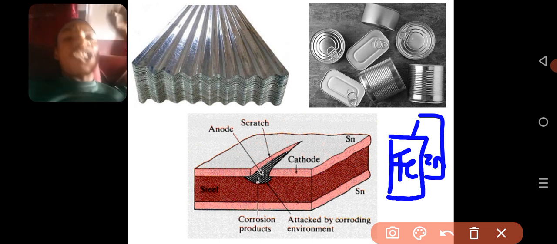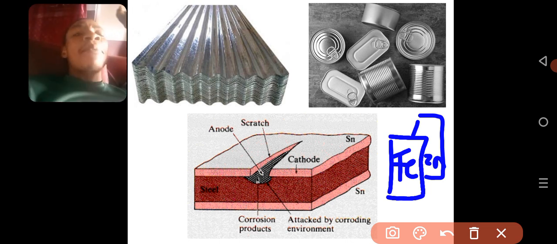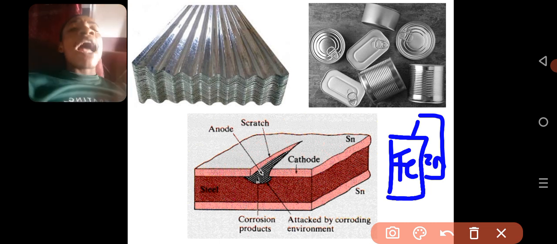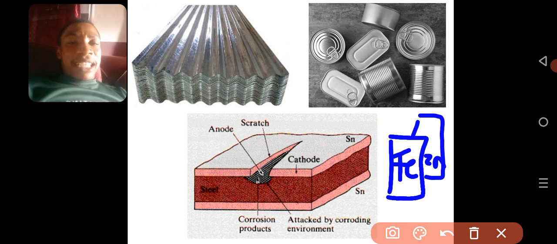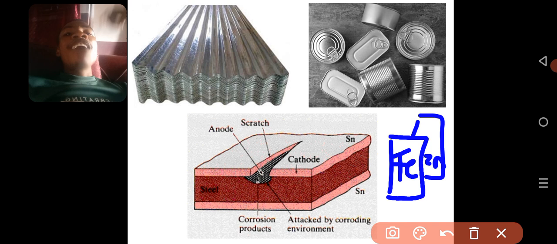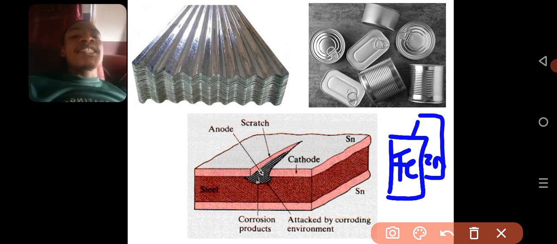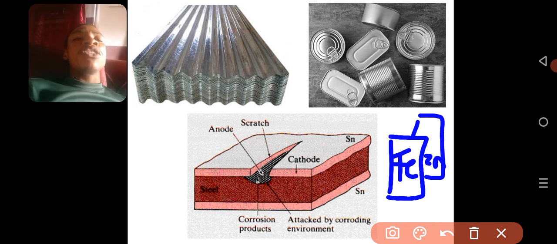So even after there's a scratch, there's now sacrificial protection. It is still the zinc that will be protecting the iron. Why? Because the zinc is more reactive than iron, so the zinc will be corroding, leaving iron behind. So as long as the iron is still attached to the zinc, the iron will not corrode, because the zinc, being the more reactive one here, will serve as the anode and continue to corrode, until all the zinc has completely corroded before iron can start corroding. So this is the sacrificial protection that we talk about.